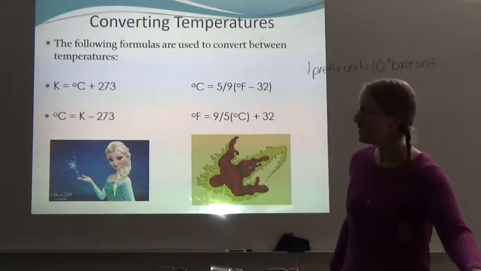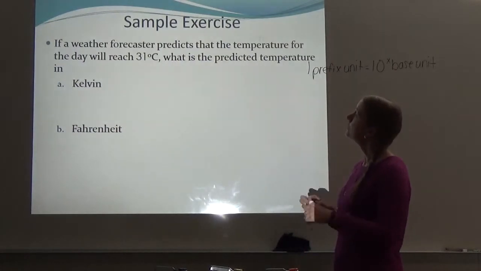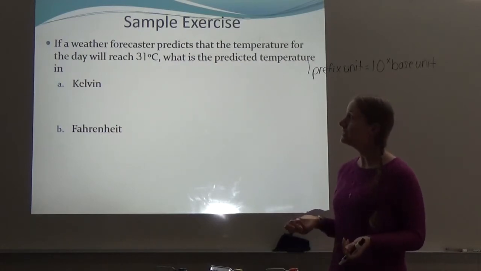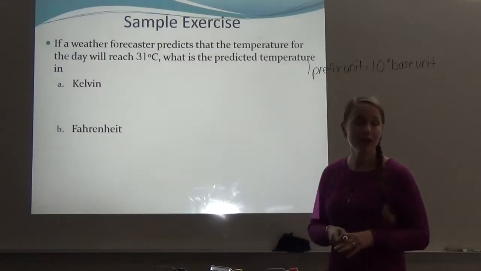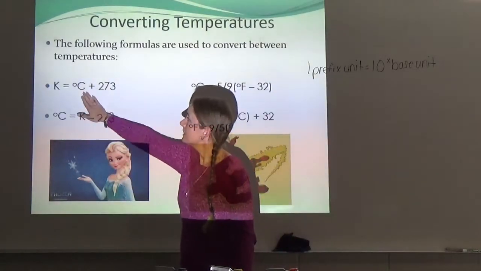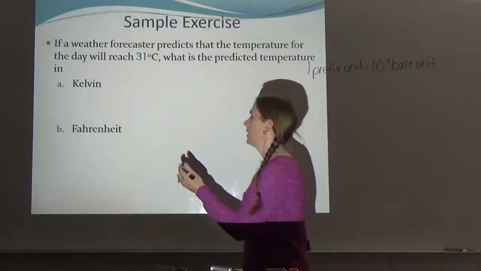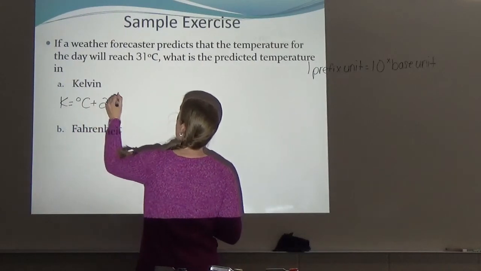All right, so let's look at a couple of these. So it says, if a weather forecaster predicts that the temperature for today will reach 31 degrees Celsius, what is the predicted temperature in Kelvin and in Fahrenheit? Okay, so we have Celsius, we are trying to get to Kelvin. So if you look, our formula is Celsius plus 273 equals Kelvin.